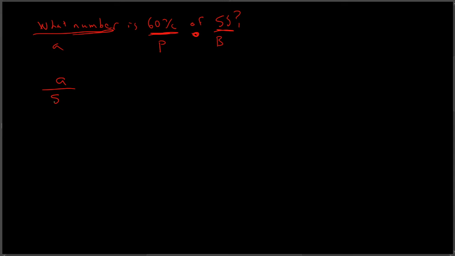All right, let's look at another example. What number is 60% of 55? There's my percent, which links my base. And so this is my amount. So my amount over my base is equal to my percent over 100. Cross multiplying. 100A is equal to 60 times 55. I will divide both sides by 100.